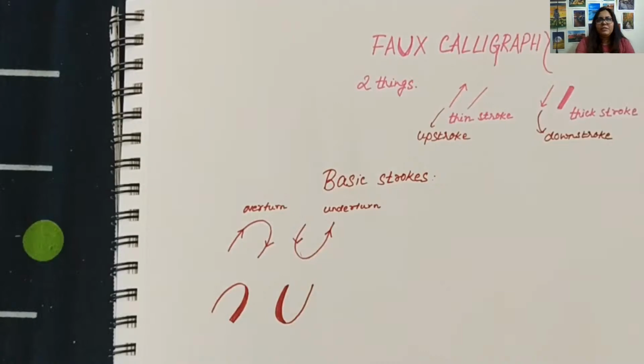I will just repeat it once more. Overturn is like this. Okay, first your hand is moving upwards, and then your hand is moving downwards. So when your hand is moving downwards, only that part you will thicken, only that part you will darken. Next, for underturn, it is just opposite. First your hand is moving downwards like this and then it is moving upwards. So the part where it is moving downwards, that part you will darken. Pretty simple, right? There shouldn't be any doubts for this portion.